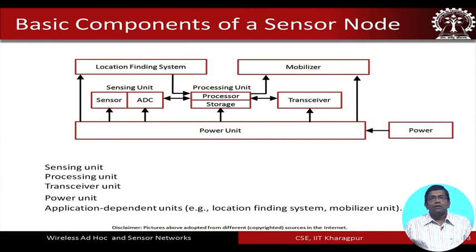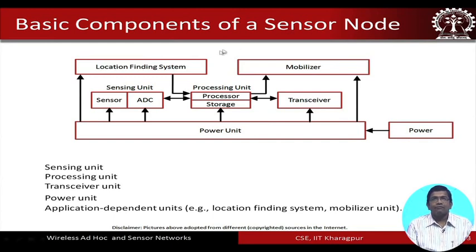So a typical sensor node is like a mini computing device, which has some additional capabilities of sensing. A typical sensor node has a sensing unit. Because it is a sensor node, it has a component, a sensor, which can sense certain physical phenomena according to the way it has been designed. Processing unit means a processor.